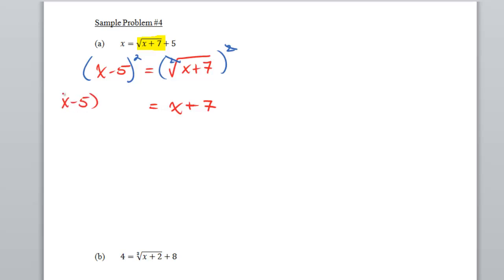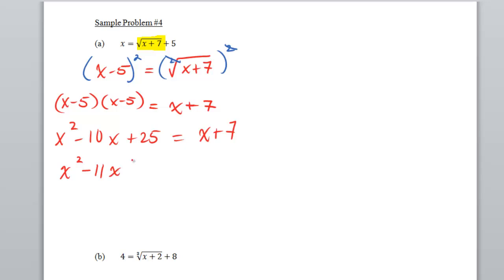So I have x minus 5 times x minus 5. Be sure not to be tempted to just distribute the 2 to the x and the 5. That would be incorrect. And so what we have here is a perfect square trinomial. And now we'll need to move the x plus 7 to the left side and solve this quadratic. So we'll have x squared minus 11x plus 18 equals 0. And then I'll just use factoring for this one. So I use 9 and 2.